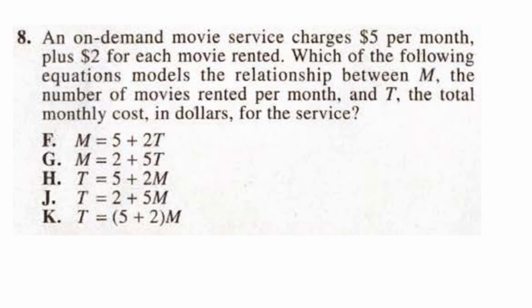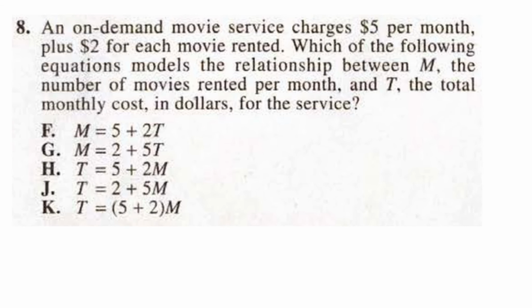All right, so as we look at this one, I'm going to read the last sentence and see what we're looking for. That's just my method. You don't have to do my method, but find a method. It says, which of the following equations models the relationship between, and here's where we're going to highlight things, M, the number of movies per month, and T, the total cost in dollars.